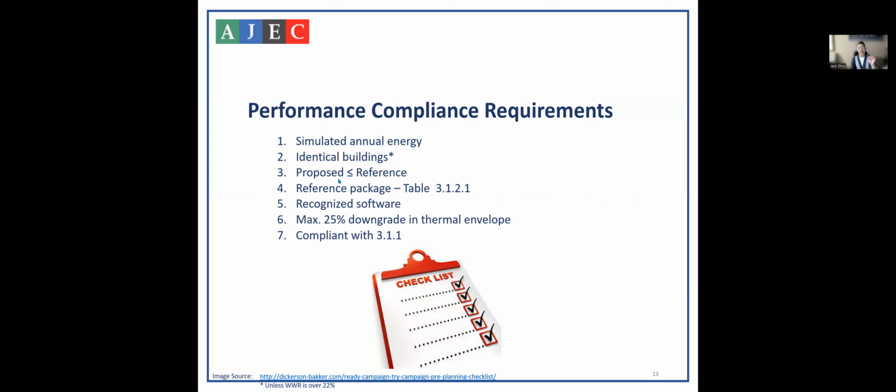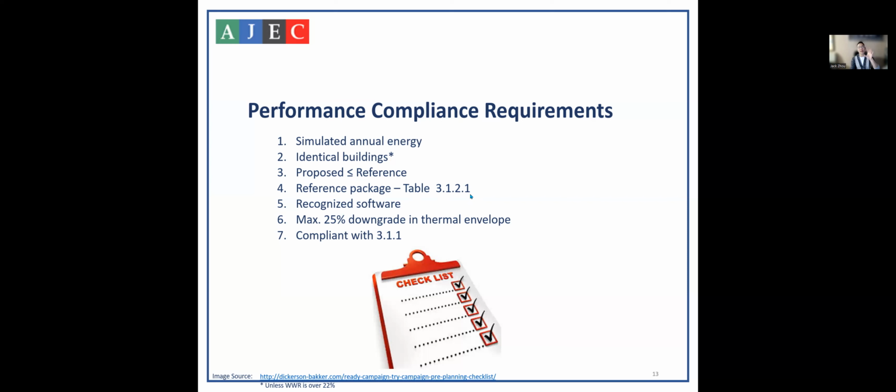Regardless, your proposed design has to be more efficient or equal to the reference house. So that's rule number 3. Rule number 4 is the reference house package, you must select from table 3.1.2.1 according to the way you're building.